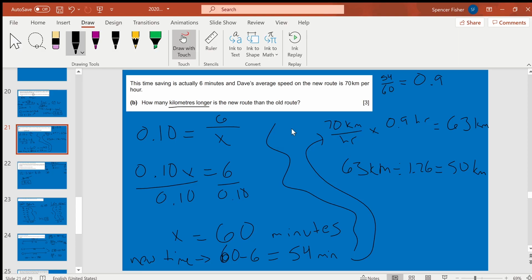All right? And again, they want to know how many kilometers longer. They're not asking for how many kilometers total. So we have to do 63 minus 50, which is 13 kilometers.